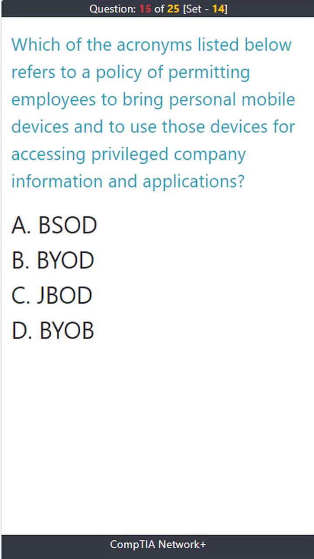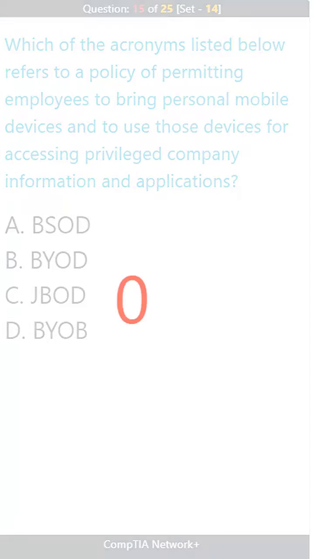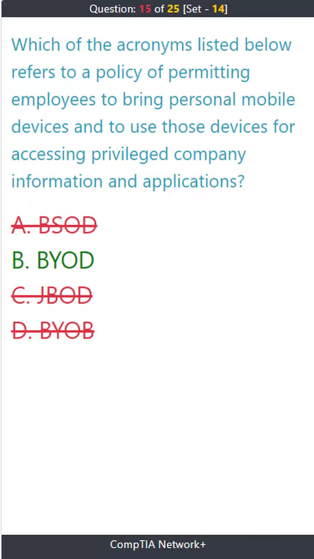Question 15. Which of the acronyms listed below refers to a policy of permitting employees to bring personal mobile devices and to use those devices for accessing privileged company information and applications? A. BSOD. B. BYOD. C. JBOD. D. BYOB. The correct answer is B, BYOD.